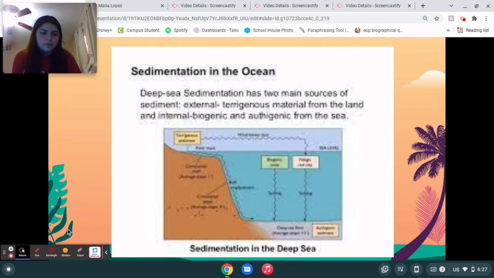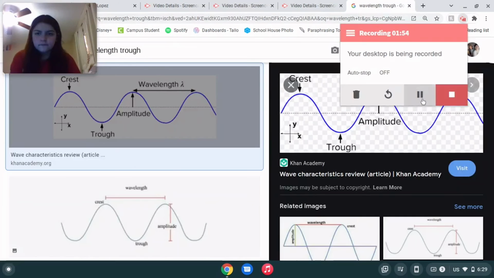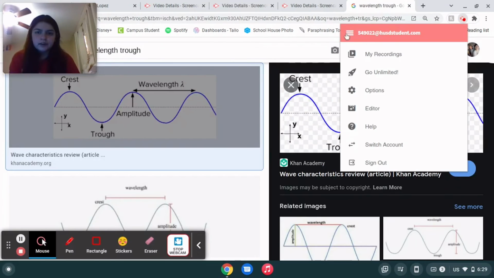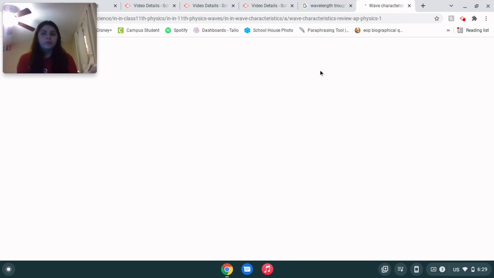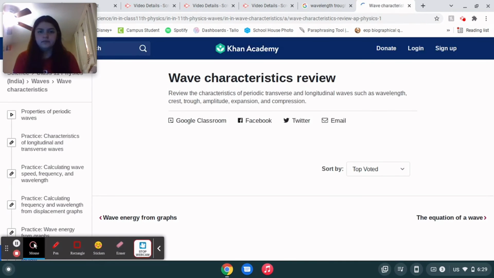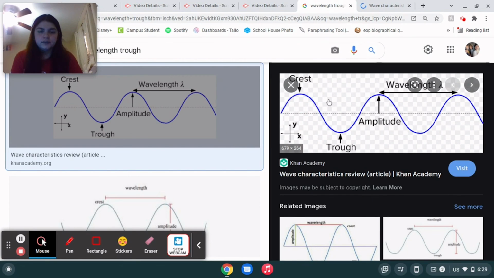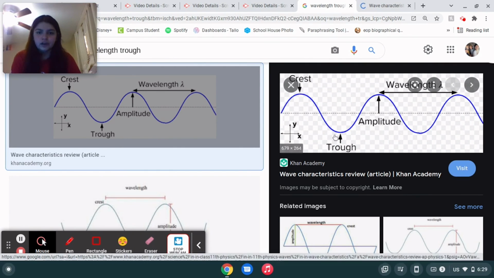Alright, I also wanted to show you a picture of the wavelength and how you would describe it. This is the crest on the top, and the trough is on the bottom. This is how you measure the wavelength, from side to side, and the amplitude.